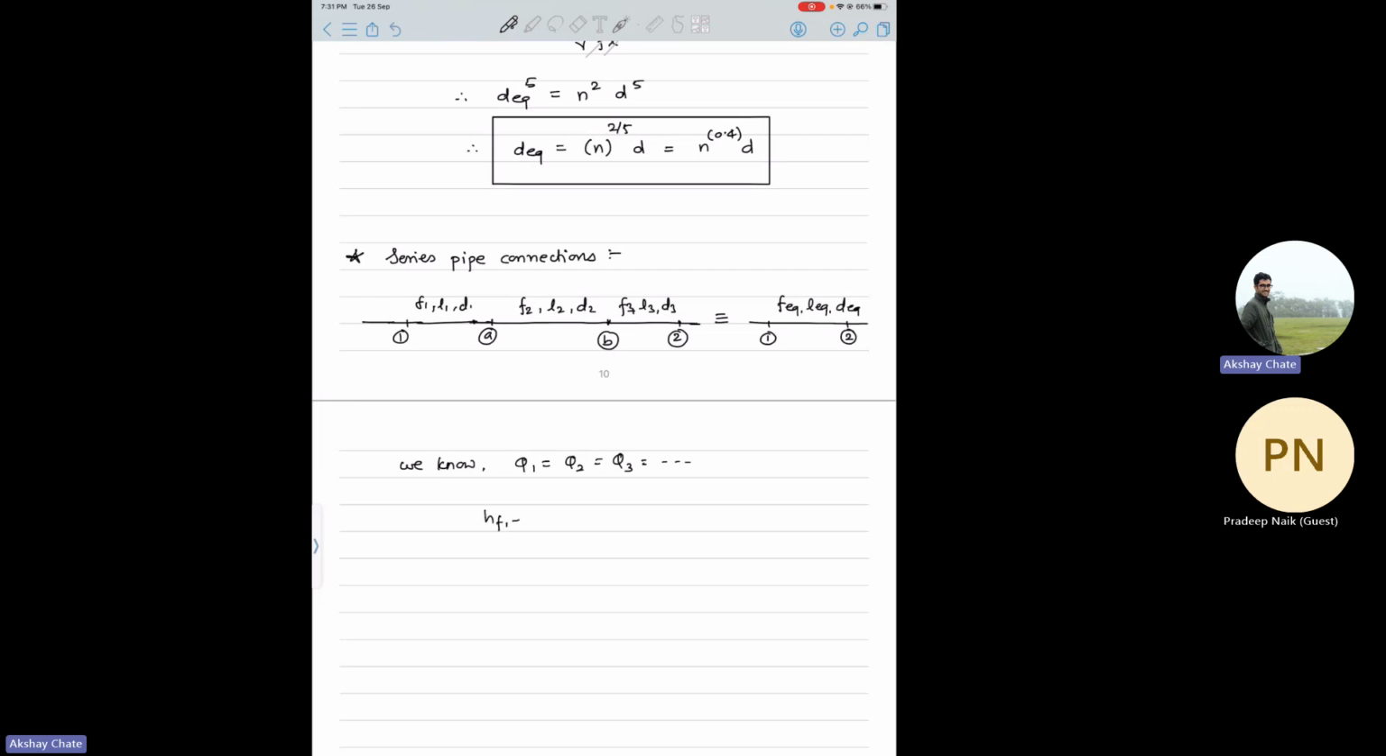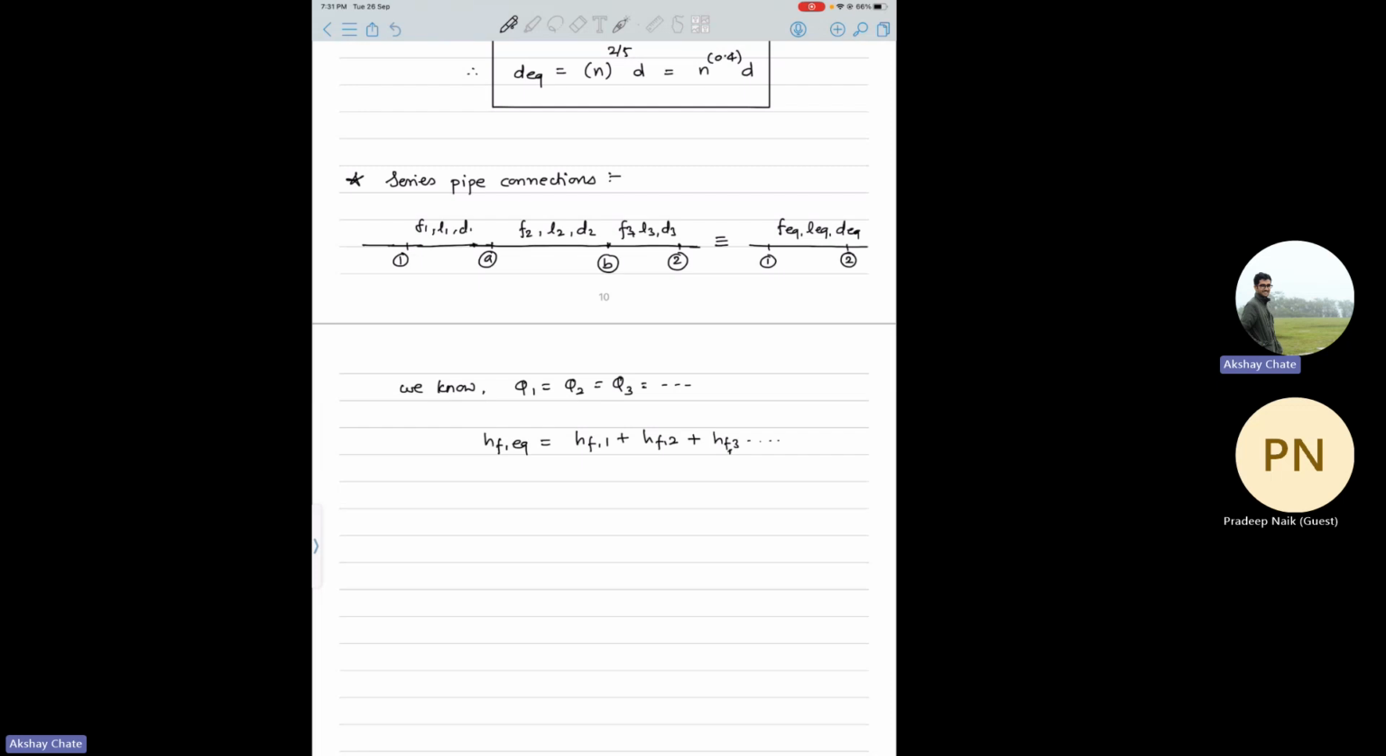But the head loss through the equivalent pipe should be the same as the head loss in the first pipe plus the head loss in the second pipe plus the head loss in the third pipe, and so on. If there are n pipes in series, whatever the total head loss between all of those pipes in series, that should be equal to the head loss through the equivalent pipe. So let's say these are equations 3 and 4. These are valid for all cases in the series case.